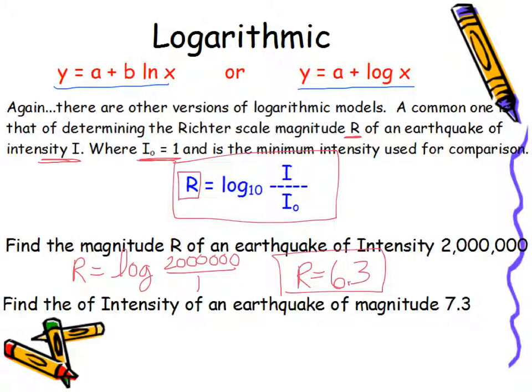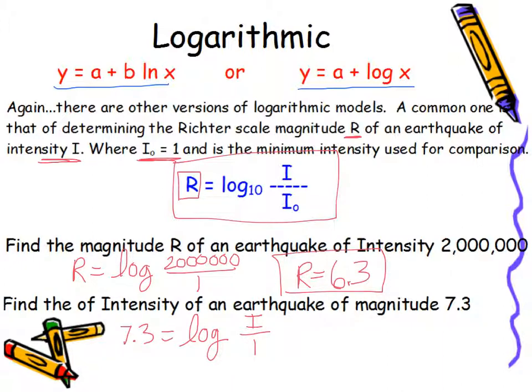Okay, so then my next question is find the intensity of an earthquake of magnitude 7.3. So this time I'm giving you the R, it's 7.3. So the Richter scale has gone up 1 point. Okay, so now it's a 7.3. And what's the intensity going to be? So log of something over, again, the initial or the I sub O is just a 1.